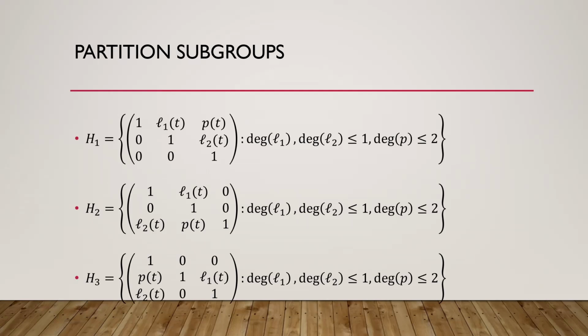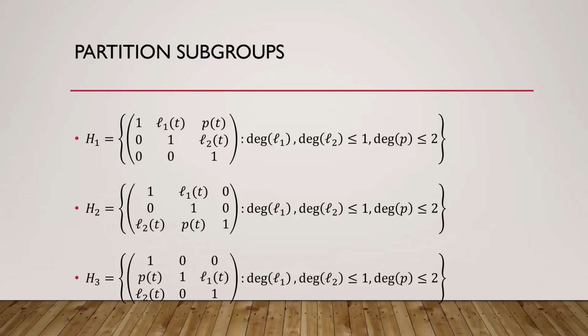So yeah, I can just describe them. For example, H1 is these upper triangular matrices with ones on the diagonal, two polynomials of degree at most one, so linear polynomials above the diagonal, and a single quadratic polynomial two above the diagonal. And H2 and H3 also have a similar description up to some shift in rows and in columns.